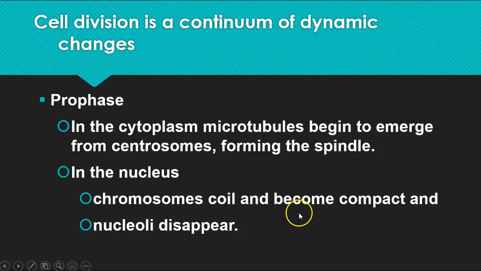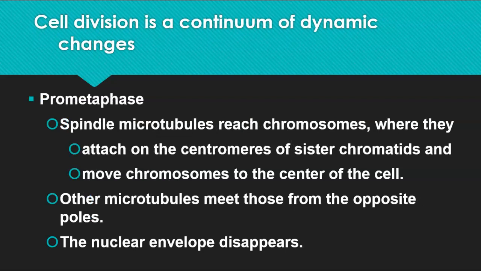In prophase, the microtubules begin to emerge from the centrosomes and start forming the spindle. In the nucleus, the chromosomes coil up more tightly and become compact, and the nucleolus or nucleoli disappear. So that's the first changes that we start to see in prophase.